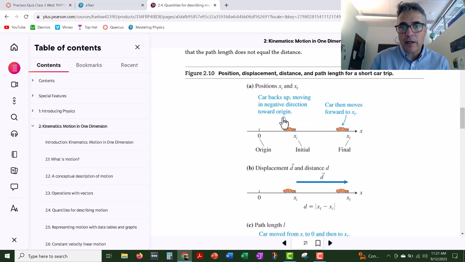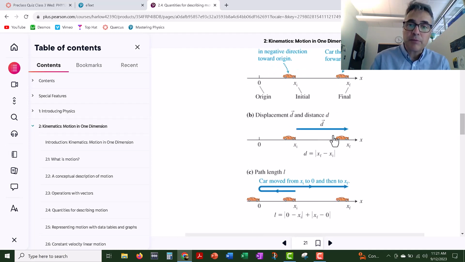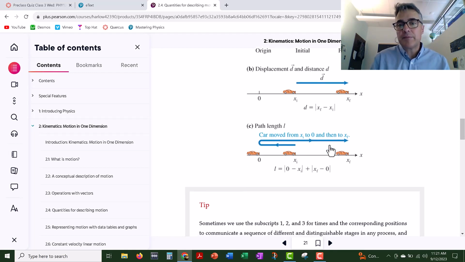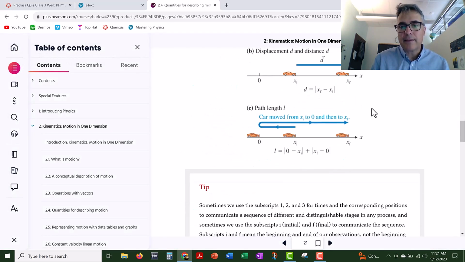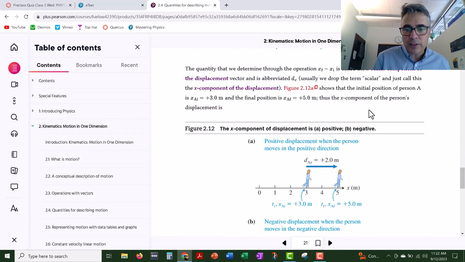Position would be like where an object is at different times on maybe an x-axis. Displacement is the change in position. It's usually the final position minus the initial position, and displacement is a vector. And then the magnitude of the displacement is called the distance. And then there's something called path length, which is how far an object moved to get from an initial position to a final position. And so this is all done in one dimension, so we usually talk about the x position.